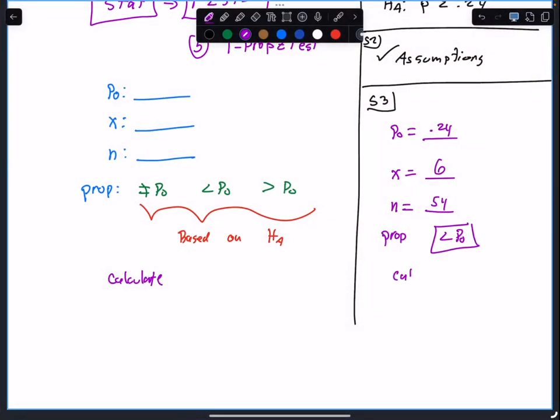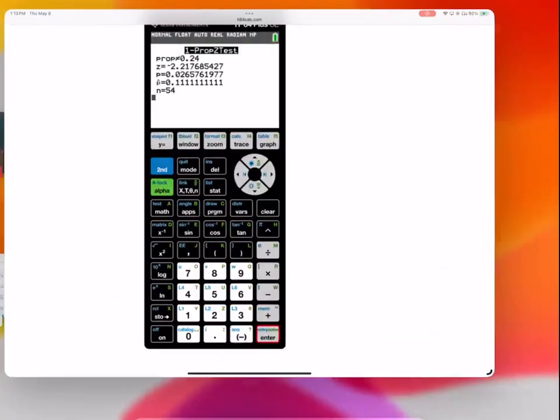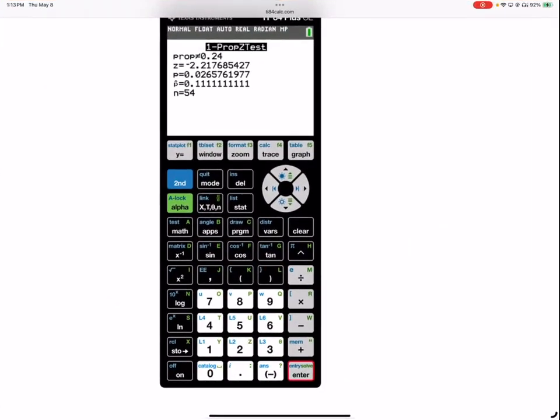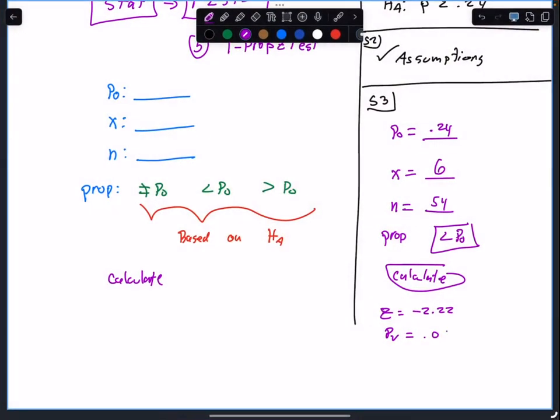If you do that, you hit calculate. It gives me z equals negative 2.22, and PV, for p-value, is 0.0. Oh, wait a minute. I selected the wrong symbol. That's why my answer is different than yours. Sorry. Second try: stat, test, 5. I forgot to change it. I actually hit less than, sorry, calculate, 0.0132. There it is. Sorry about that. 0.0132.